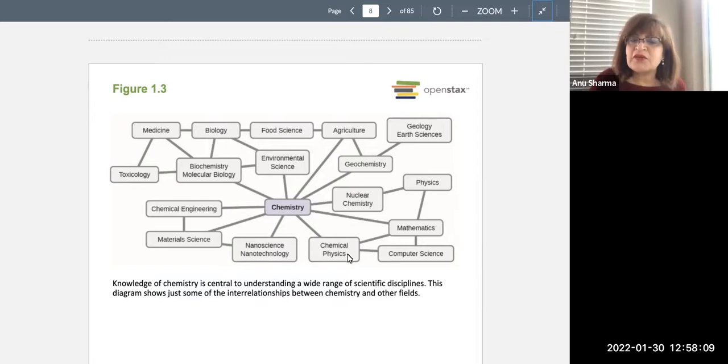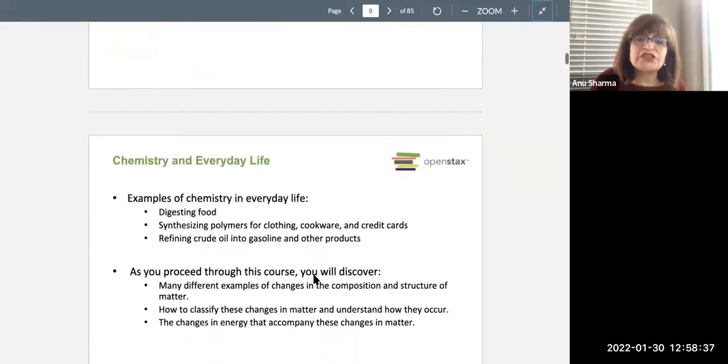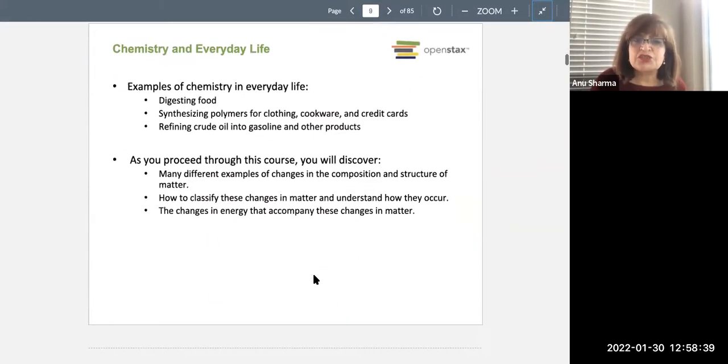Then there is a discipline called chemical physics. There is nanotechnology or nanoscience at a very small scale. Material science, all kinds of matter is made up of a variety of different things, so material science is one of them. Chemical engineering, there's biochemistry, there's environmental science, agricultural, food, biology, medicine, toxicology, geology, right? Geochemistry, nuclear chemistry, all of them are related to chemistry. So chemistry is a central science.